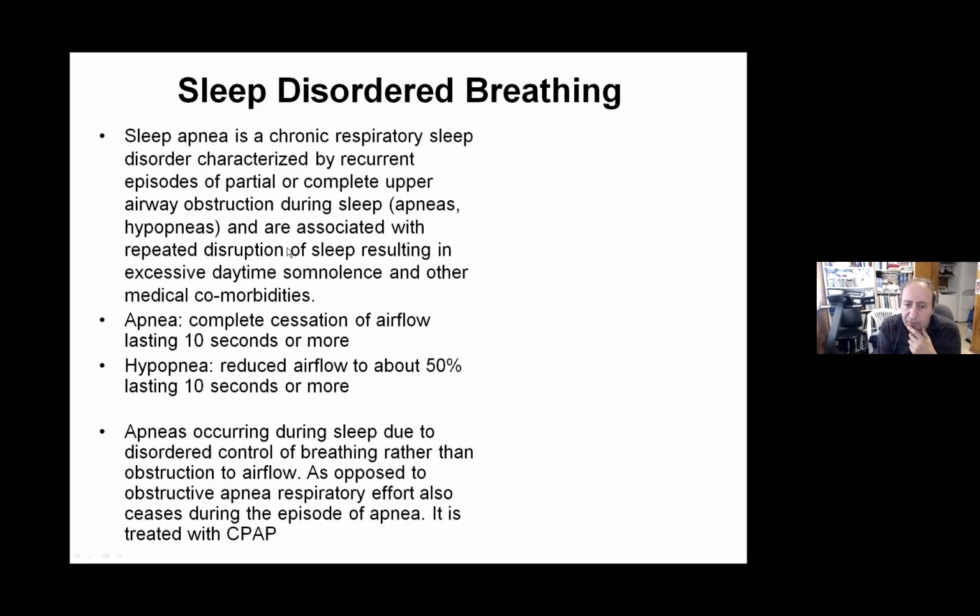But even if it's not a big issue, during the daytime people will feel sleepy, because they could not get good sleep at night because of the repeated episodes of apnea. Apnea means the complete cessation of airflow for at least 10 seconds. Hypopnea is not as severe as apnea, just reduced airflow by 50%, lasting 10 seconds.